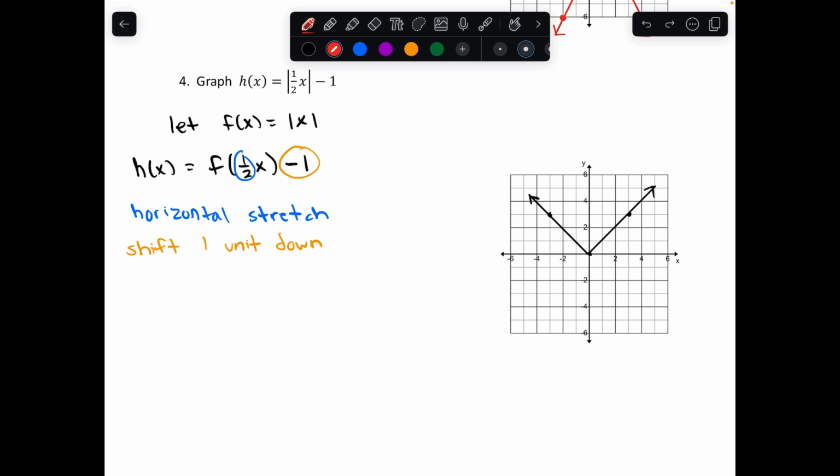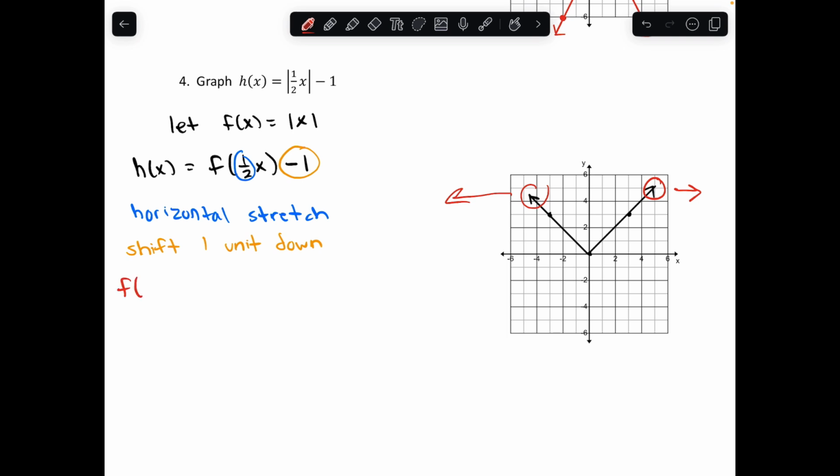Okay, so first off, we have a horizontal stretch. So it's like we're taking these arms and pulling them out to the side. But what does that actually mean in terms of our points? Well, our points are just going to be multiplied by 1/2. So let's actually plug in a couple points to see what's happening. So what is f of 1/2 times 3? Well, f of 1/2 times 3 is going to be f of 3/2, which is the absolute value of 3/2. And since 3/2 is positive, we do nothing to it, and it's equal to 3/2. So we know that that point is right over here.